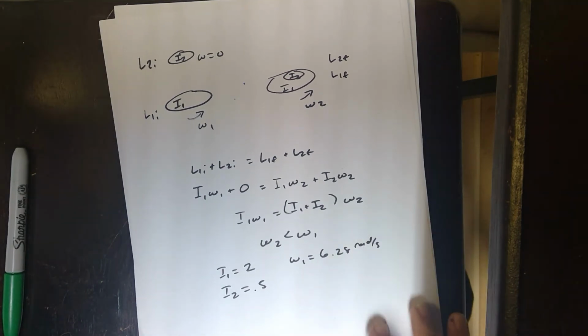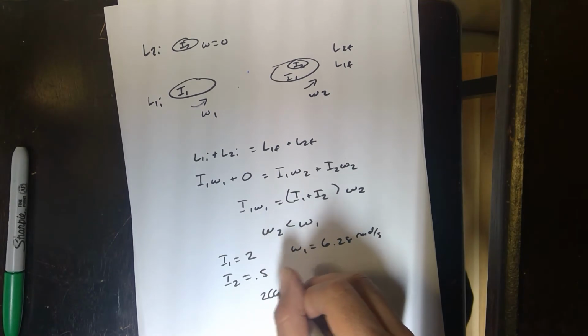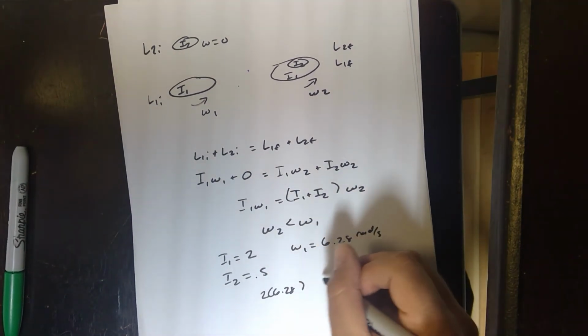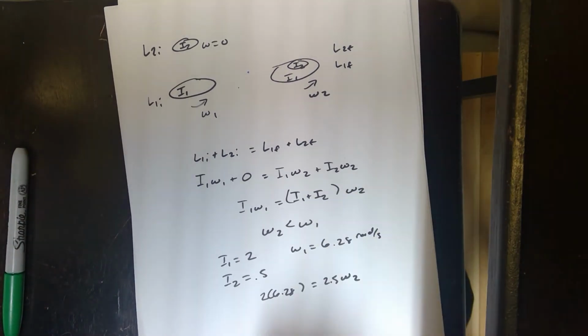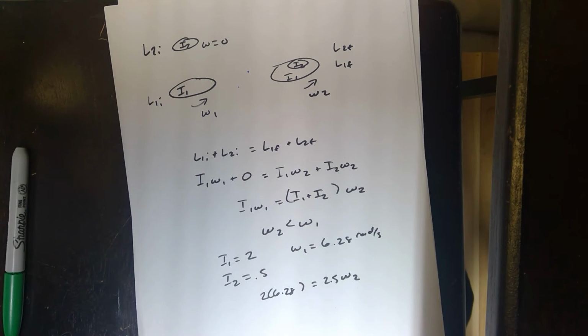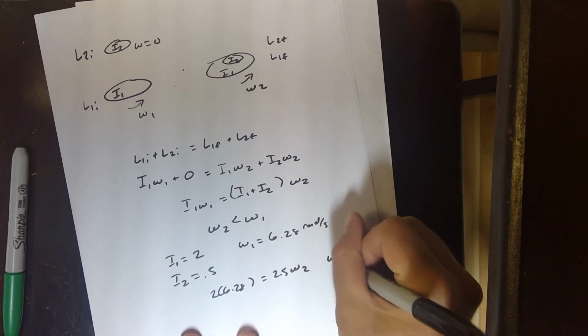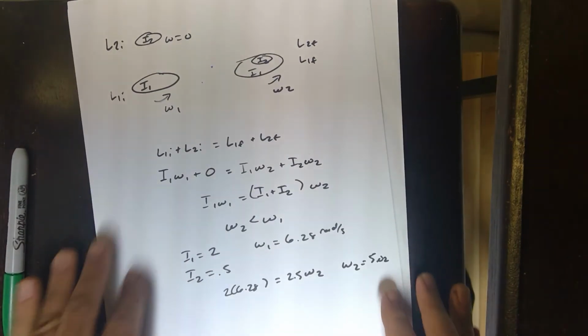If we want to solve for omega 2, pretty easy thing to do here, because it'd be 2 times 6.28. And then we would have a combined moment of inertia of 2.5, and this would be omega 2. So 2 times 6.28 divided by 2.5 would give us our answer, which works out to be something slower, 5.02. And that is just radians per second.